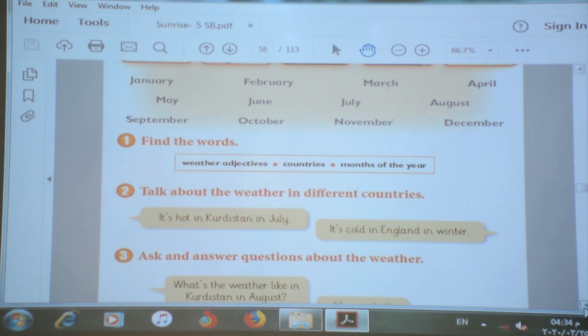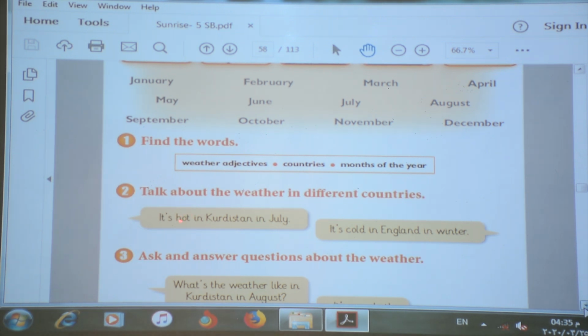If you look at number two, talk about the weather in different countries. And if you look here, it's hot in Kurdistan in July. Hot, what is it? It's the weather adjective. Okay? Kurdistan, what is it? It's a country. And what about July? It's the month of the year. And we have three parts: weather adjective, countries, month of year.